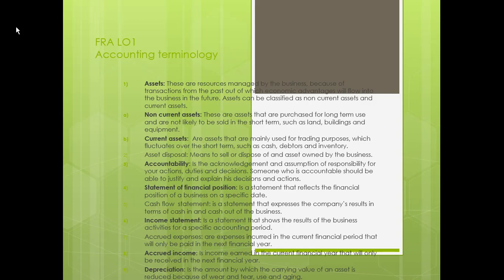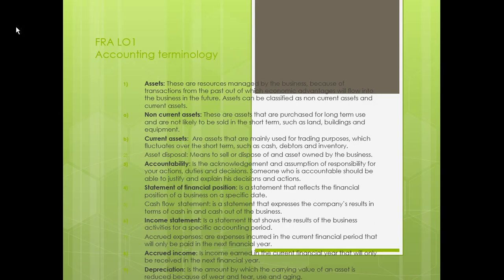The next one is statement of financial position. This is a statement that reflects the financial position of a business on a specific date. This is what we used to call the balance sheet, and the name changed, and we now call it the statement of financial position. The next one is income statement. The income statement is the statement which shows the trading and performance of a company. In other words, here we calculate the profit or loss for the period for the company.